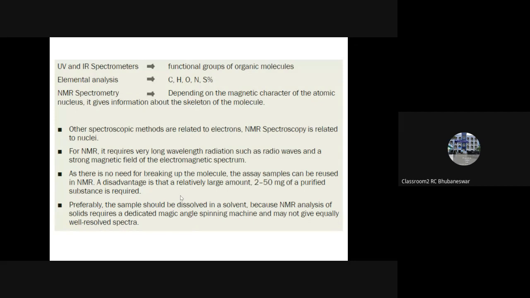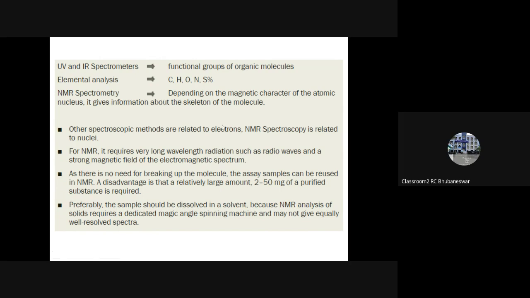Okay, so by using the UV visible spectrophotometer, we can get information about the functional groups of organic molecules: whether conjugation is there or not, whether a keto group is there. Every information you can get. We have already discussed this while discussing UV visible and IR spectroscopic tools. And from elemental analysis, you can get information about the C, H, O, N and S percentage.